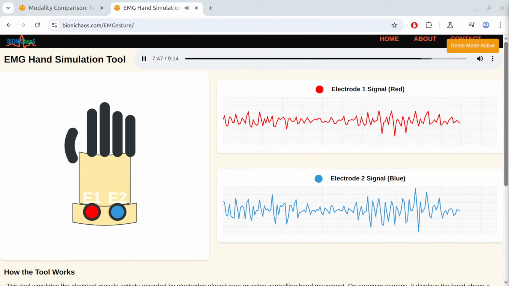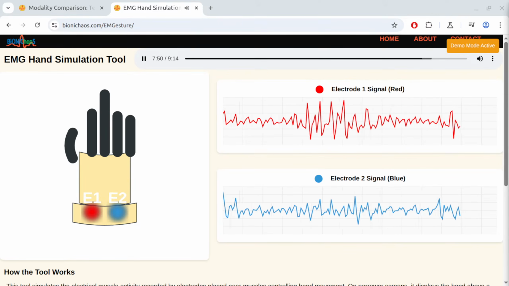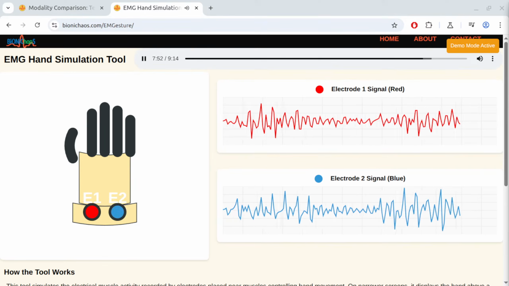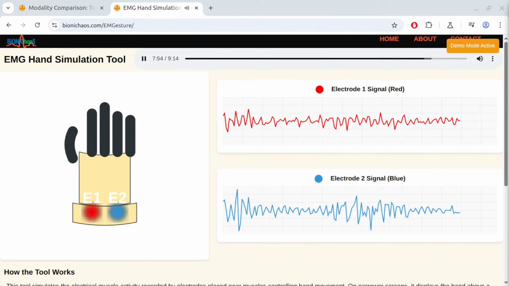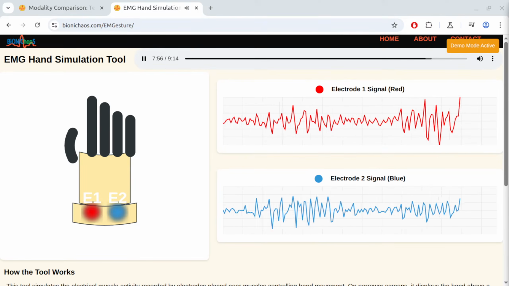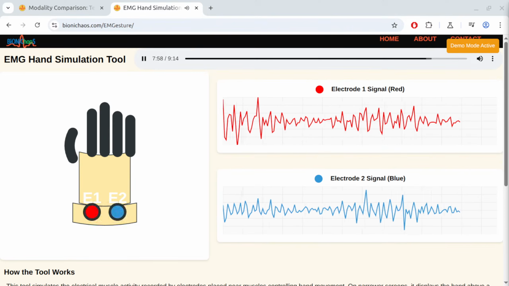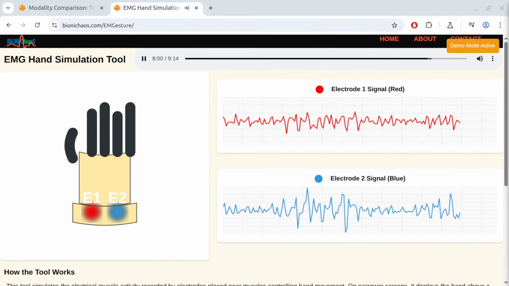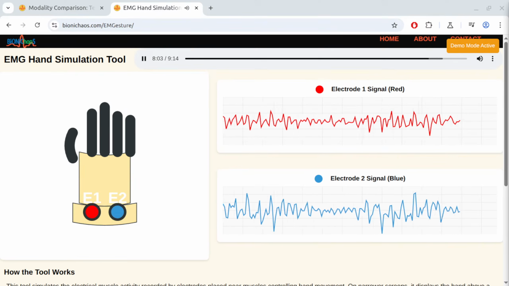Simulating brain activity, though, that must be way more complex than muscle signals, right? Are there unique challenges there? Oh, undoubtedly. EEG signals are incredibly complex, influenced by so many factors. Simulating them meaningfully but simply will be a big challenge, but the potential payoff for learning is huge.